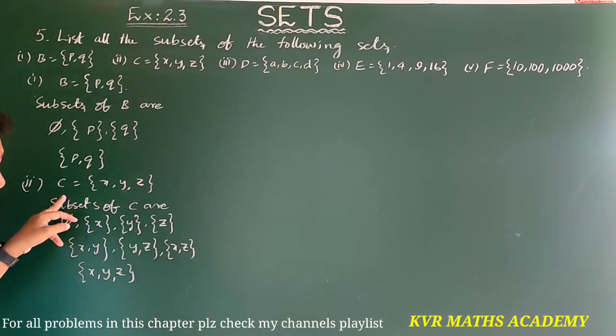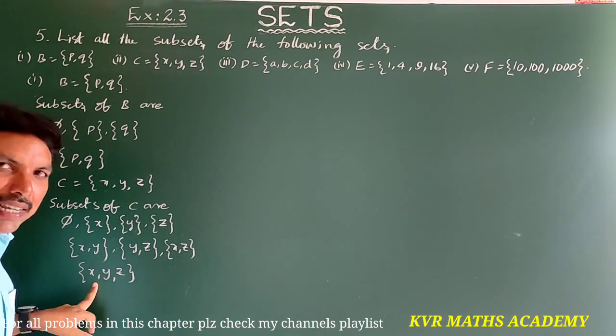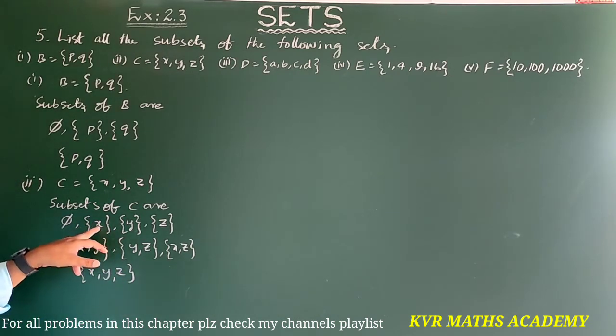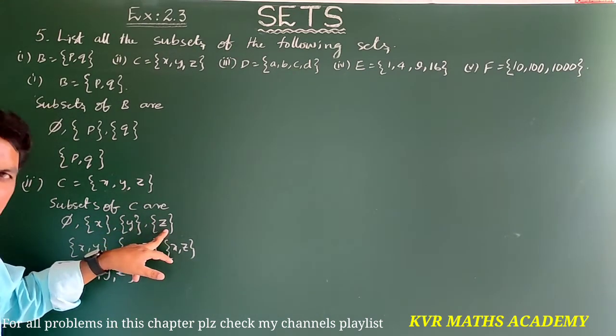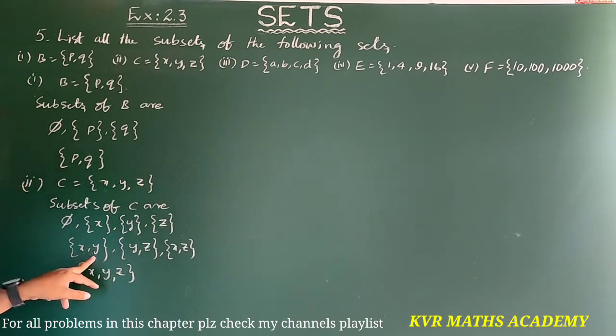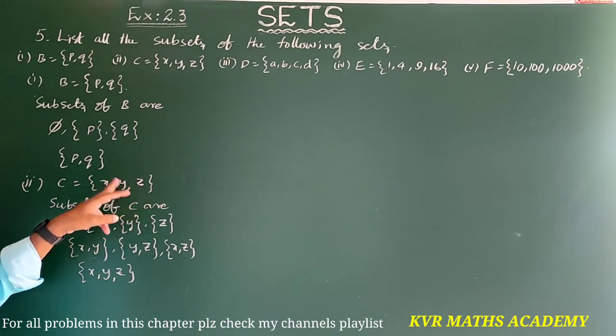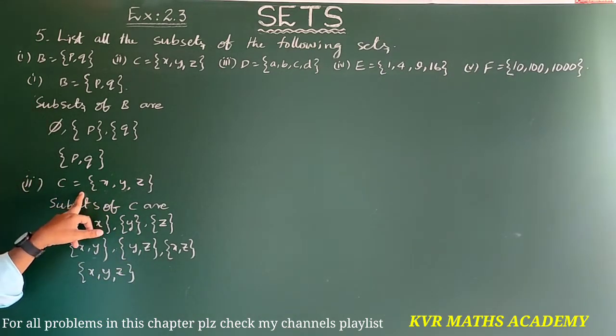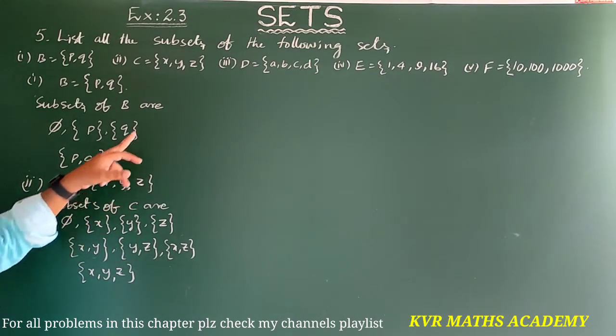So null set is a subset. Next, every set is a subset of itself, that's why set of X, Y, Z. The remaining subsets: set of X, set of Y, set of Z. Next, set of X, Y; set of Y, Z; and set of X, Z. So these are the subsets of C. Next, third one.